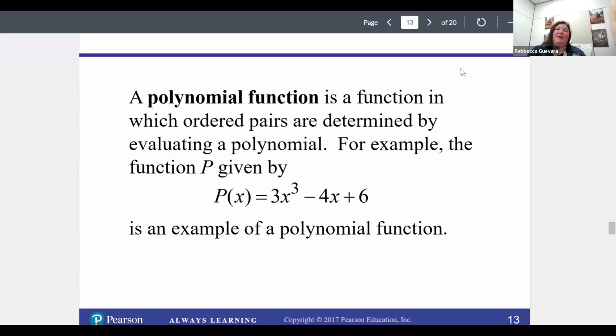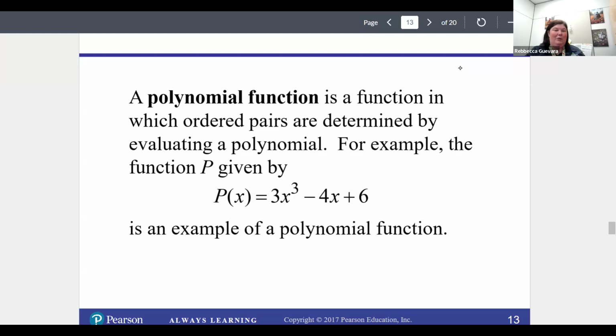So we're just talking about polynomials, but we were looking at expressions. Now we're going to move into polynomial functions. So a polynomial function is pretty much just a function in which ordered pairs are determined by evaluating a polynomial. So it's a function made with a polynomial.